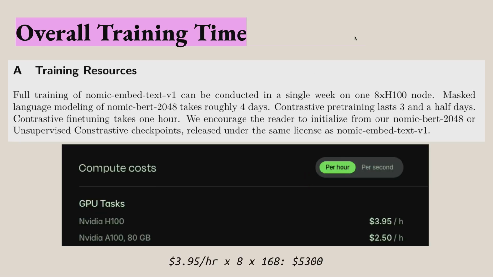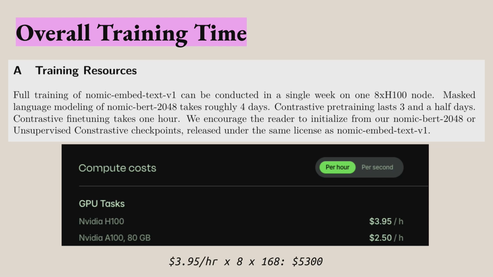The overall training time was a single week on one 8 by H100 node. The masked language modeling, which is training phase 1, takes roughly 4 days. Contrastive pre-training lasts 3.5 days. And contrastive fine-tuning takes 1 hour. So that last 1.6 million data set, fine-tuning takes 1 hour. And they noted to initialize from Nomic 2048, or their unsupervised contrastive checkpoints that are released under the same license.